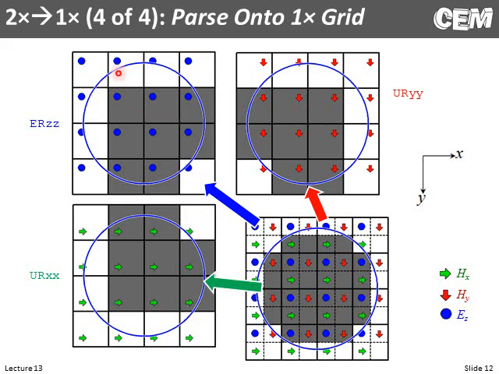Now notice the first row in ERZZ and the first row in URXX are different because they're at physically different positions. The device happened to slice through the middle of the cell, and so their arrays look a little bit different.